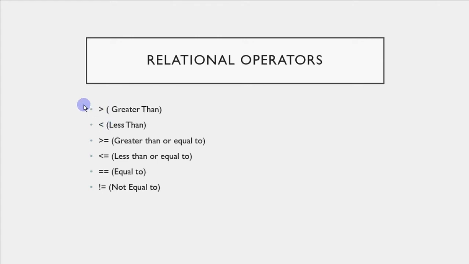So if I check whether a value is greater than the second value, if it is, it will give you true, otherwise it will give you false. Same way we can check for less than, we can check for greater than or equal to. That means if the first value is greater than the second value, then it will give true. If it's equal, then also it will give true. So that's greater than or equal to. Then we have less than or equal to. Then we have equal to.